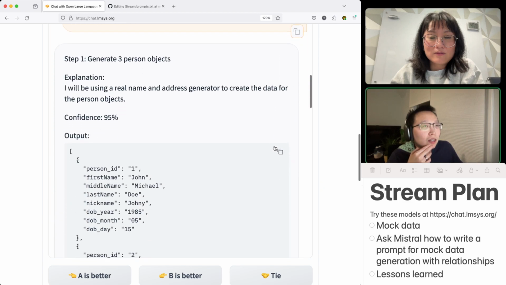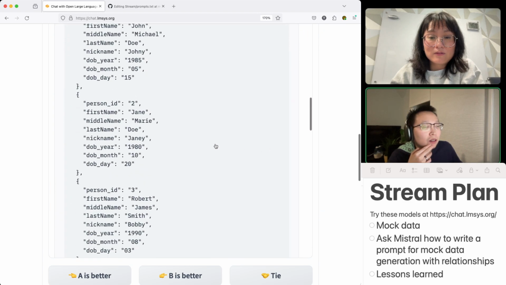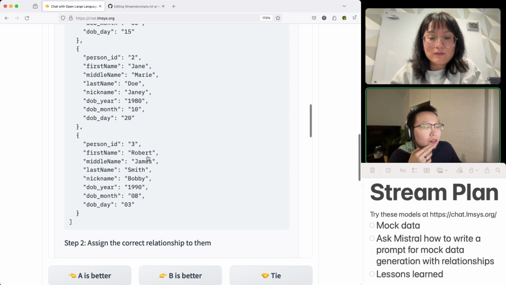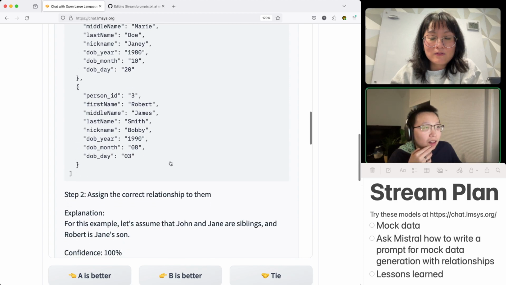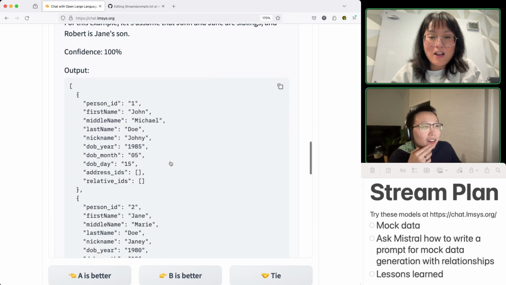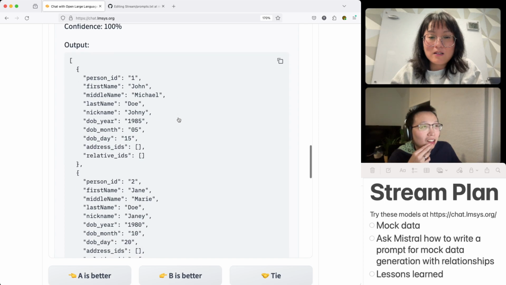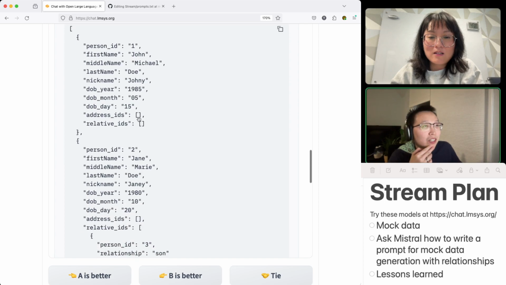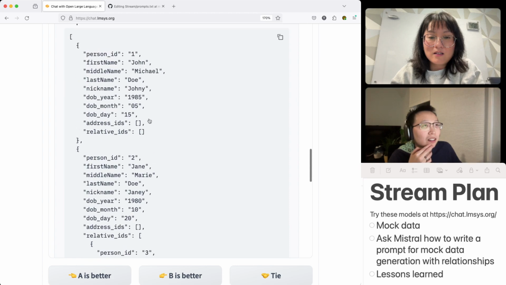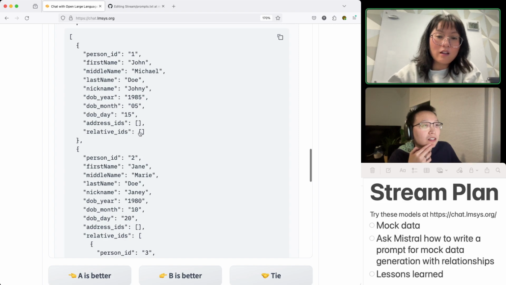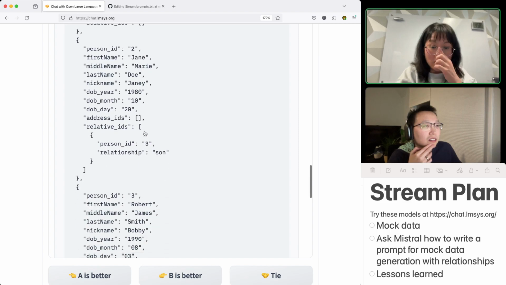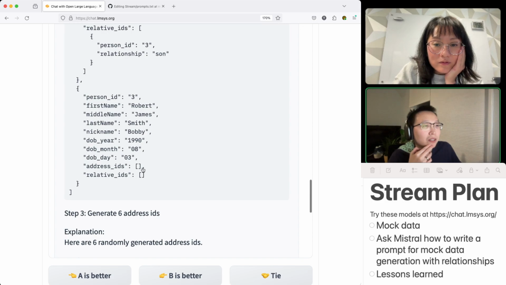Okay, so for this one, it did John Michael Doe, Jane Mary Doe, and Robert James Smith. Assign correct relationships. So it says John and Jane are siblings, and Robert is Jane's son. But it didn't give IDs here. The relative, it should have one, right? Yeah, John is missing the relatives ID, and this one's also missing it too.